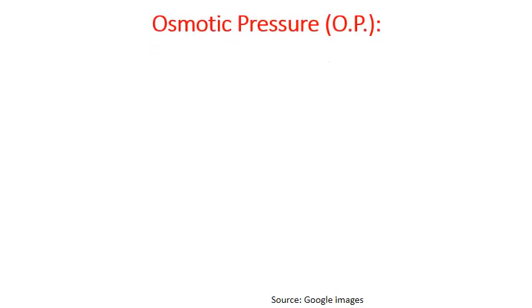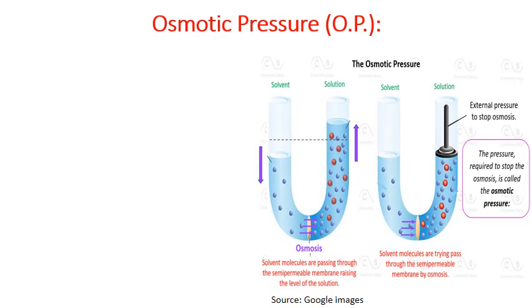Firstly, what is osmotic pressure? It is the amount of pressure that is required to stop the process of osmosis through a semi-permeable membrane. As we can see in this animated photograph, here we have the solvent on this side, and there is a semi-permeable membrane here and there is solute. So the water, the solvent, moves through the semi-permeable membrane and its amount is increased, that we can see here. But if we apply a pressure on this side, that pressure will stop the process of osmosis.